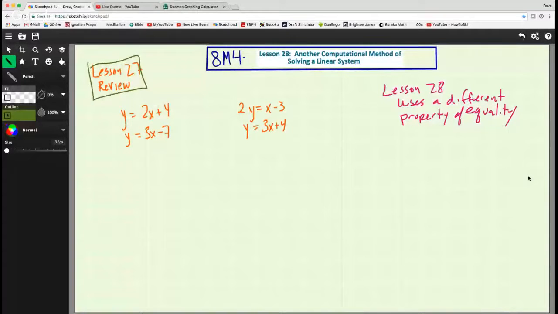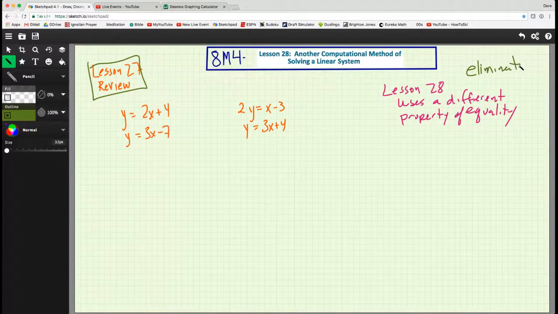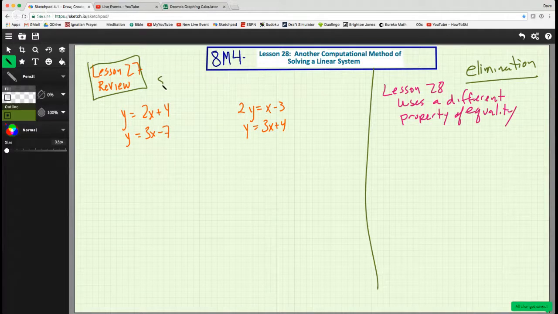So this is going to be called elimination, but we'll worry about that in a second. I'll write that down, elimination. But in lesson 27, we solved using substitution.